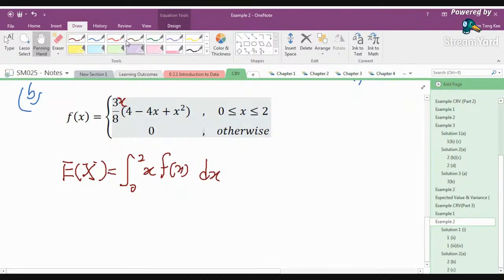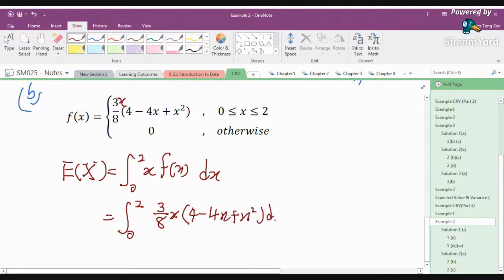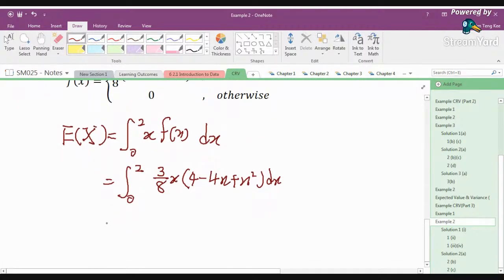And what I have there, if I multiply with x, so guys and girls, I will have 3 over 8 x multiplied by 4 minus 4x plus x squared dx. So as a result, what I have now is, integrate from 0 to 2. When I expand, I have it as 3 over 2 x minus 3 over 2 x squared plus 3 over 8 x to the power 3 dx.